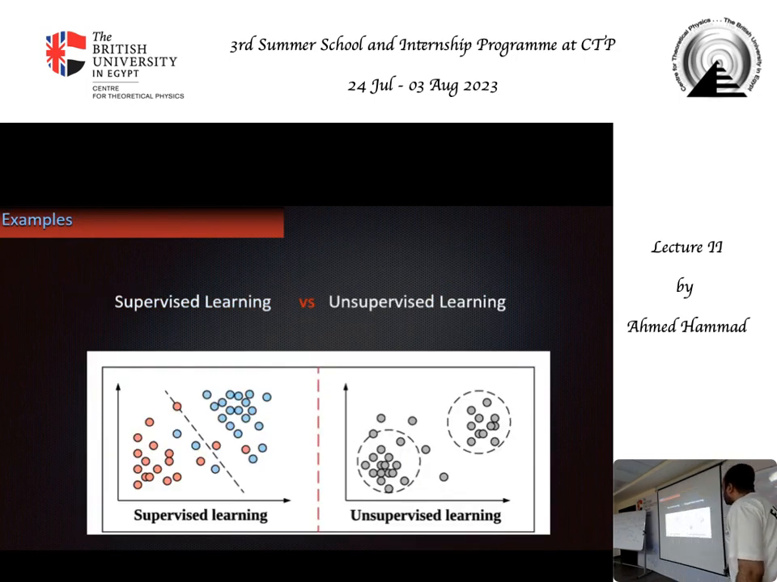So this is an example of supervised learning versus unsupervised learning. For supervised learning, we have blue points and red points, and we train the model knowing that those points have a label, blue or red. After training, the model tries to predict classification boundaries that separate the two classes. If you test your model and give it a point, if the point lies over here, then it most likely belongs to the blue class, and if it lies below that classification line, then it belongs to the red class.